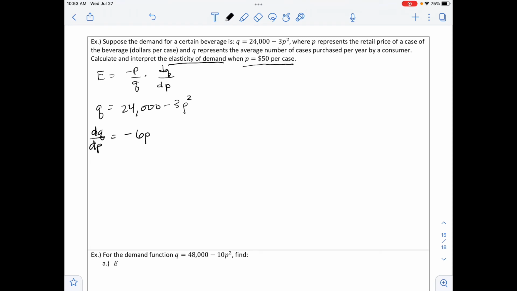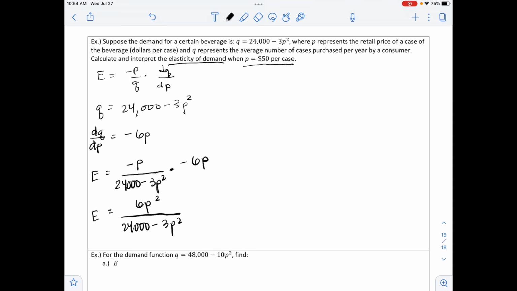And so setting up our elasticity of demand formula, we have negative p over q, and instead of q, we're going to write 24,000 minus 3p squared, times dq dp, which we just arrived at as negative 6p. And so from here, we get 6p squared over 24,000 minus 3p squared. And so this is our elasticity of demand function.